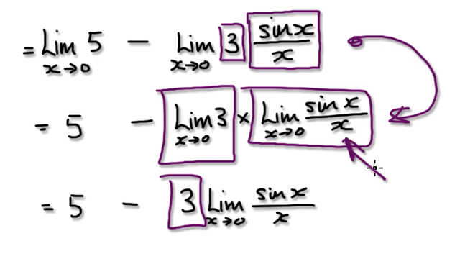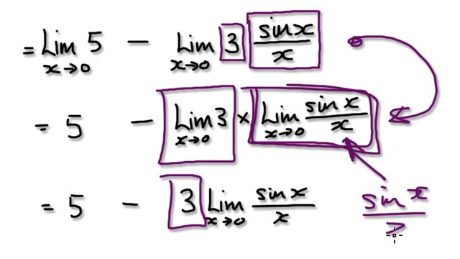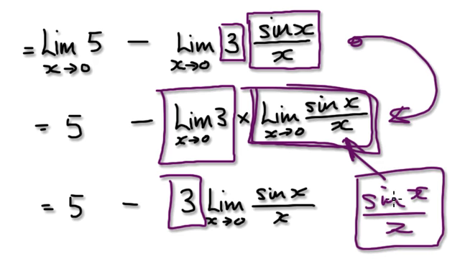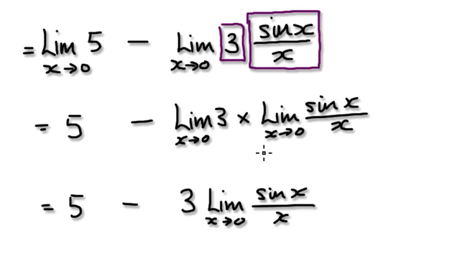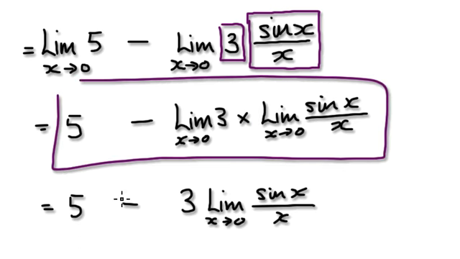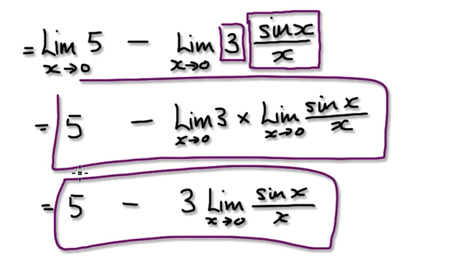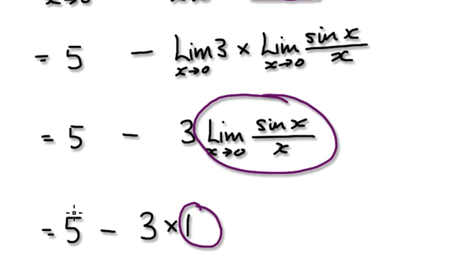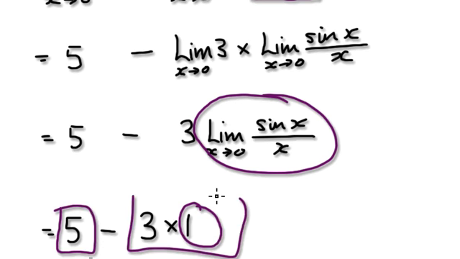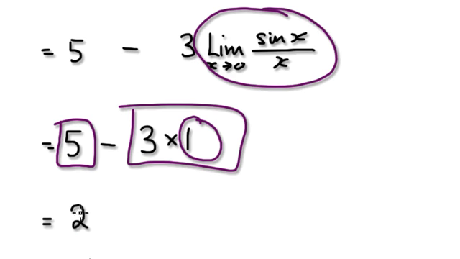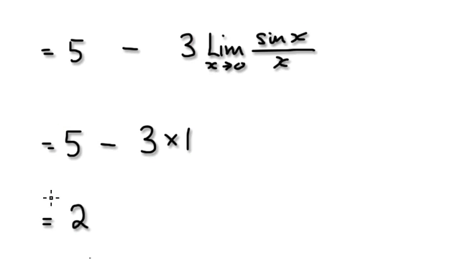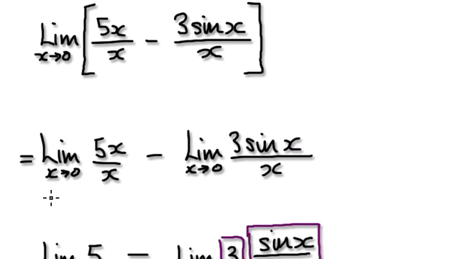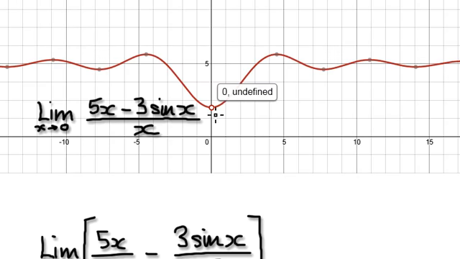you should memorize this. The limit of this here is actually 1. So sine x over x, the limit of this as x approaches 0 is always 1. So remember that. So from here we would get to here, and as I said, the limit of this here is actually 1. So it's really 5 take away 3 times 1, which overall will be 2. So our answer is 2. Going back to here, this limit here is actually 2.